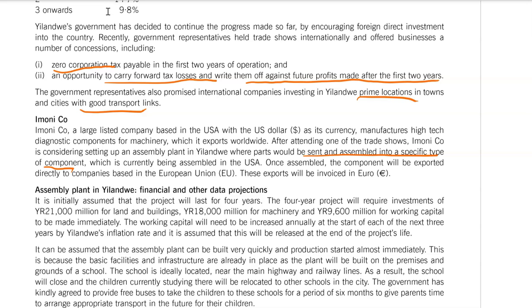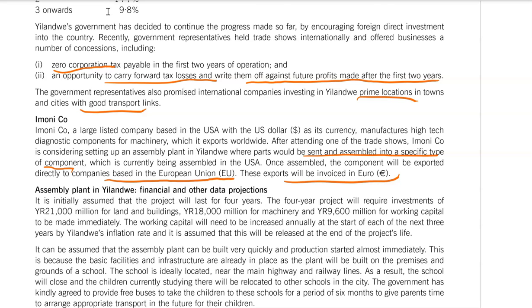Once assembled, the component will be exported directly to a company based in the European Union. These exports will be invoiced in euros. So you want to set up a plant in Yilandwe, and you will make some products there, and then you will export those products to the European countries, and your sales will be in euros.